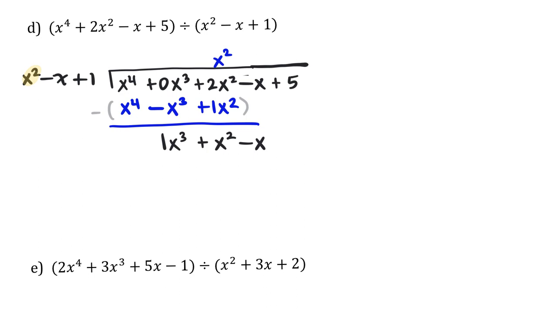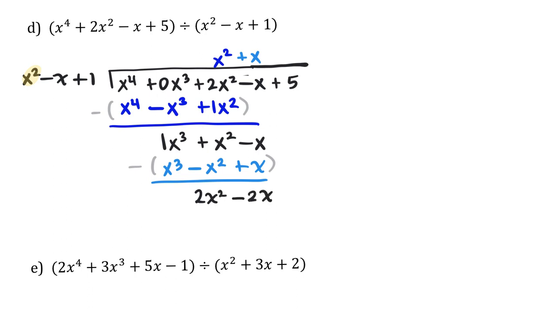Okay, let's try this. x squared to get x cubed times x. x times x squared, x cubed minus x squared plus x. Oh, be real careful with your signs here. Okay, subtract. The first one cancels. If I do 1 minus negative 1, I get 1 plus 1, which is 2x squareds. Negative x minus x is negative 2x. And then let me bring down the 5.